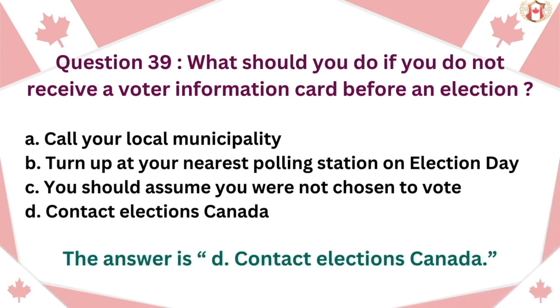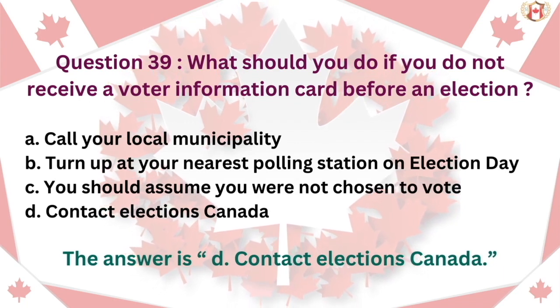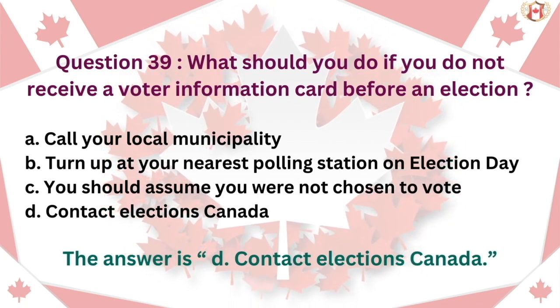Question 39. What should you do if you do not receive a voter information card before an election? A. Call your local municipality. B. Turn up at your nearest polling station on election day. C. You should assume you were not chosen to vote. D. Contact Elections Canada. The answer is D. Contact Elections Canada.